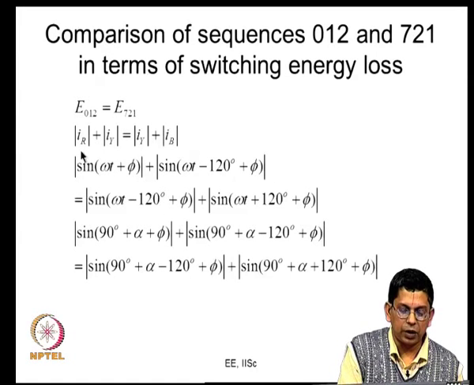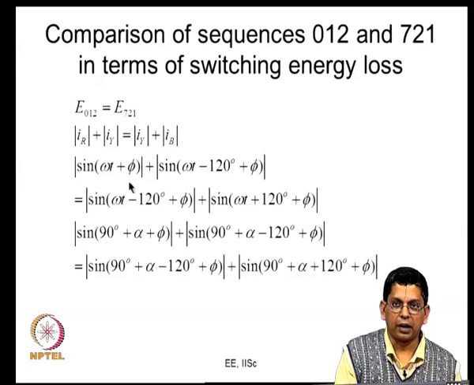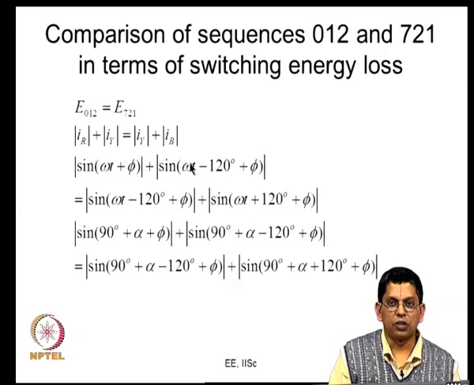Now, what is unsigned value of IR? It is sine of omega t plus phi. I am taking this phi as the power factor angle. If phi is negative, you can call it lagging power factor. If phi is positive, you can call it as leading power factor. All right. So, this is IR, this is IY, and this is IB. The power factor angle is phi. I have written the same thing as sinusoidal functions.